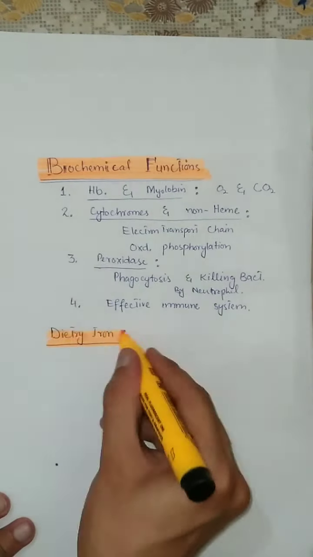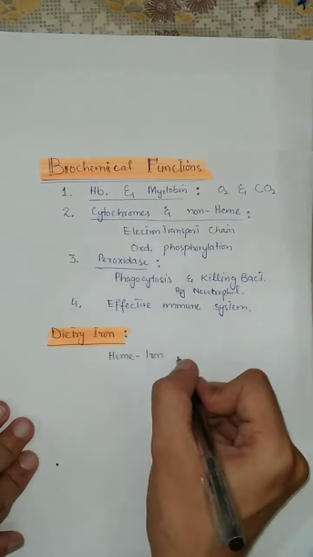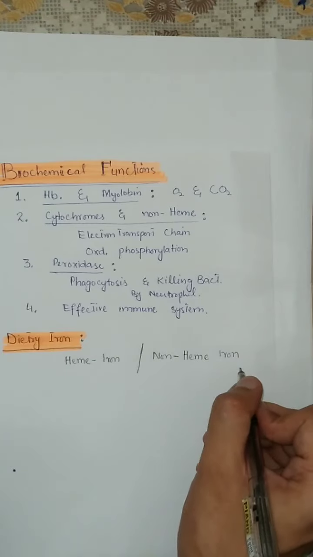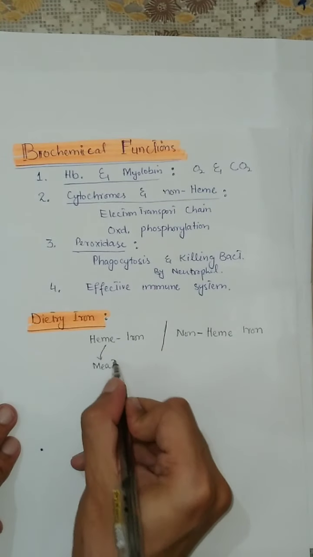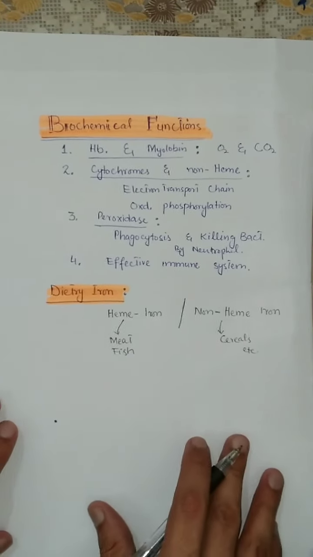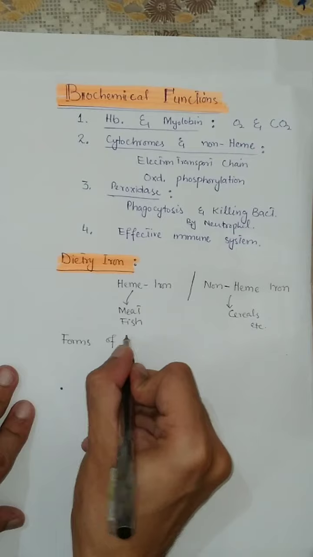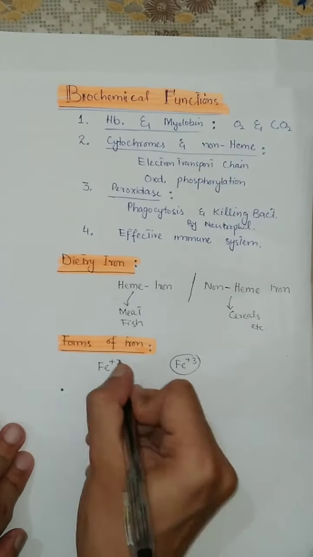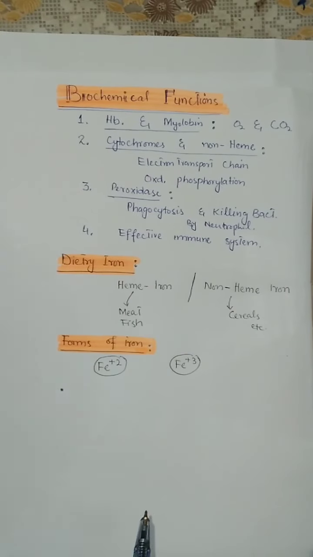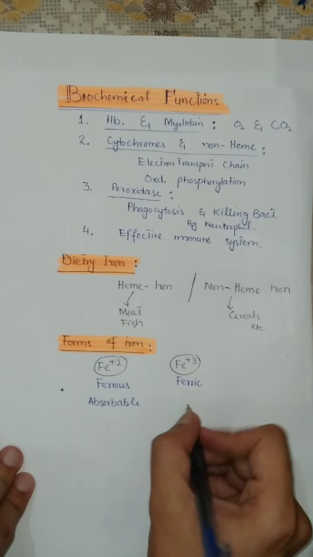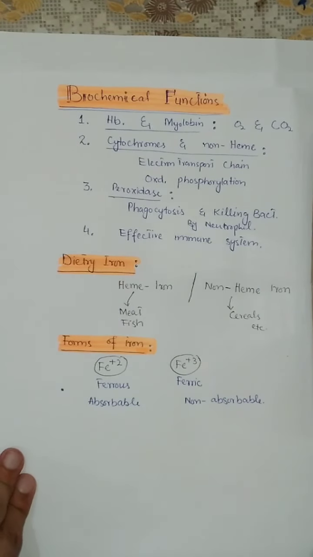Dietary iron. In our food sources, iron may be present as heme iron or as non-heme iron. The sources of heme iron are meat and fish, and the sources of non-heme iron are cereals, spinach, bread, and rice. Forms of iron: during absorption and metabolism, two forms of iron are important, ferrous and ferric iron. Ferrous has a +2 charge and ferric has a +3 charge.